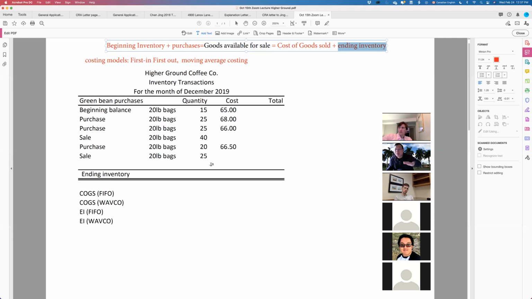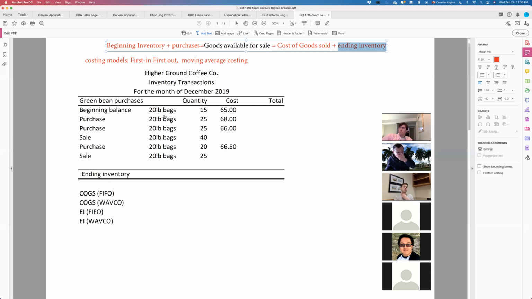You can see that the price is changing. Whatever was left from last year, the price per bag is only 65. The first purchase, the price has increased to 68. For the second purchase, it comes down a bit to 66. The third purchase is 66.5. So the price is fluctuating. So what should we do? Basically, how do we calculate the cost?